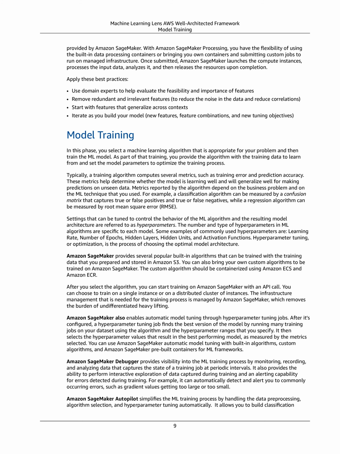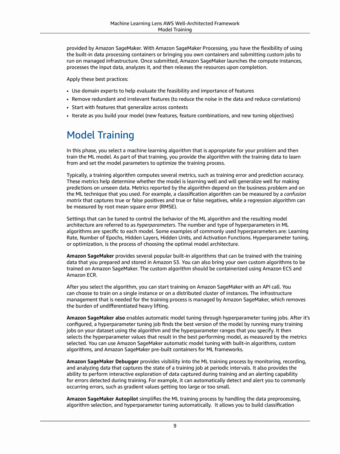After it's configured, a hyperparameter tuning job finds the best version of the model by running many training jobs on your dataset using the algorithm and the hyperparameter ranges that you specify. It then selects the hyperparameter values that result in the best performing model, as measured by the metrics selected. You can use Amazon SageMaker automatic model tuning with built-in algorithms, custom algorithms, and Amazon SageMaker pre-built containers for ML frameworks.